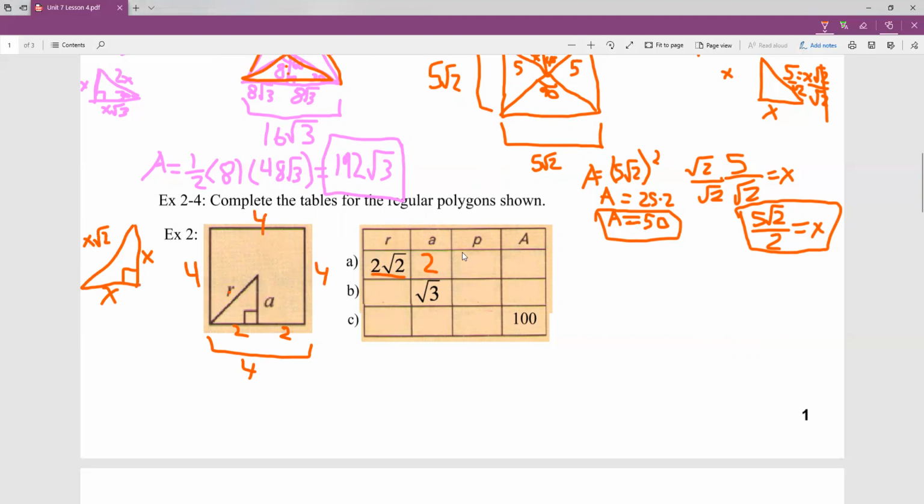Multiply that by 4, and you get 16. So then, to find the area, it's just 1/2 the apothem times perimeter. So 1/2 of 2 is 1. 1 times 16 is just 16.